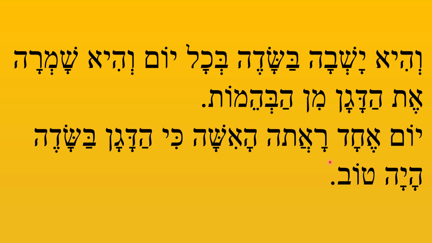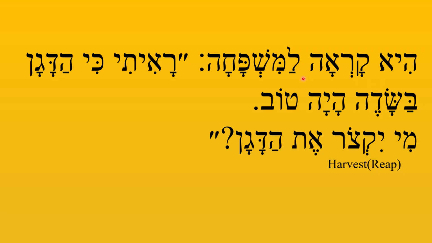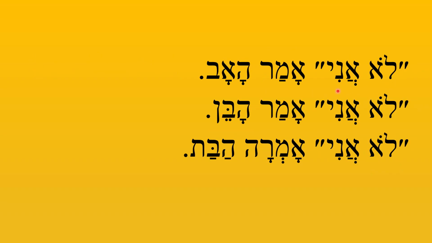יום אחד ראתה האישה כי הדגן בשדה היה טוב. היא קראה למשפחה, ראיתי כי הדגן בשדה היה טוב. מי יקצור את הדגן? לא אני, אמר האב. לא אני, אמר הבן. לא אני, אמרה הבת.